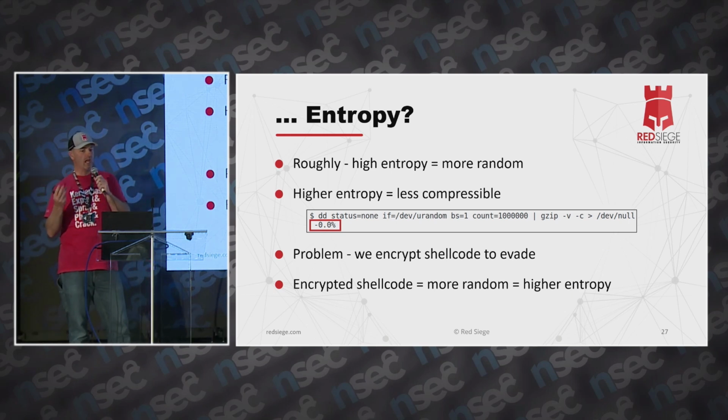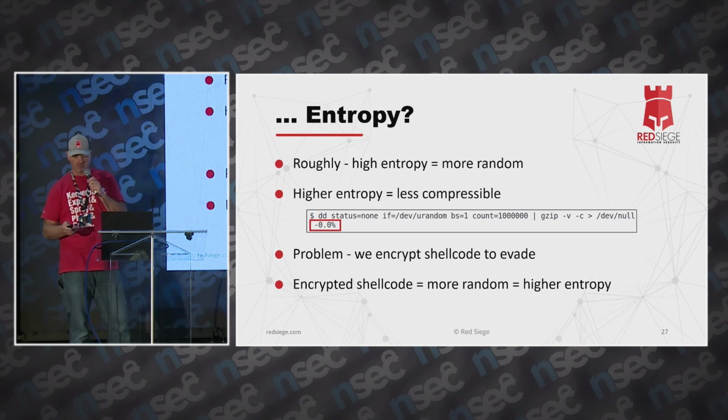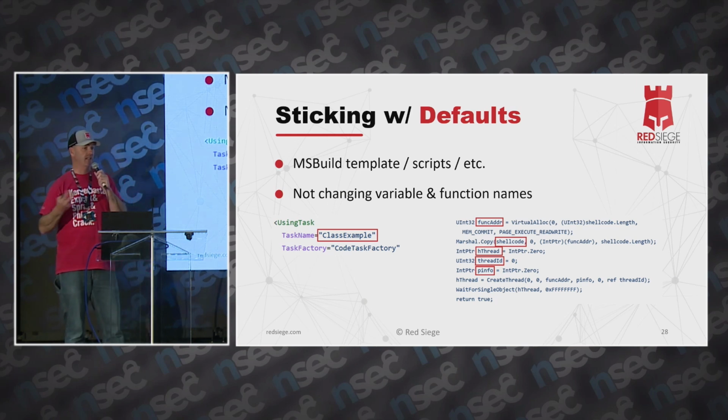Some AVs and EDRs will use a measure of entropy as a proxy for trustworthiness in a payload. And so we're going to take a look at that. But I want to take a little diversion. If this was the longer version of the talk that I've given before, I would tell you about some of the things that get us caught.